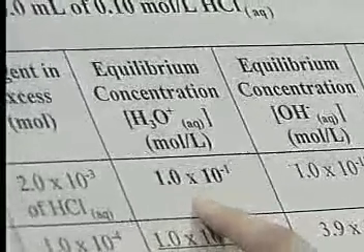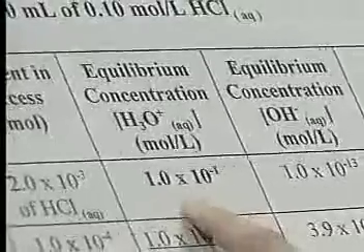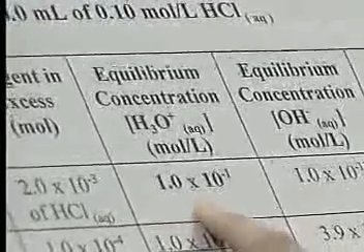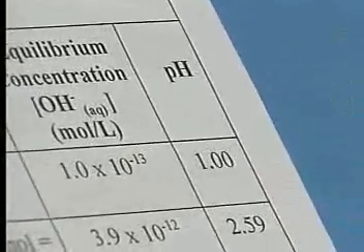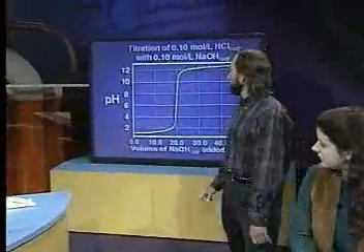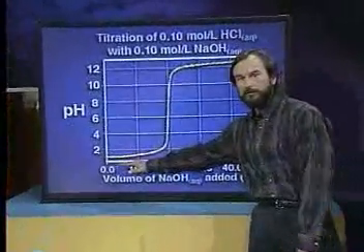And then we get our equilibrium concentration to be 1.0 times 10 to the negative 1 moles per liter. And the pH of that then would be 1.00. Okay, now this corresponds to the section of the titration curve which is right down here at the beginning.